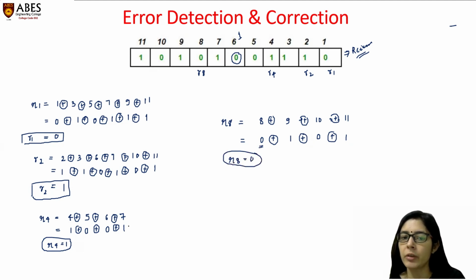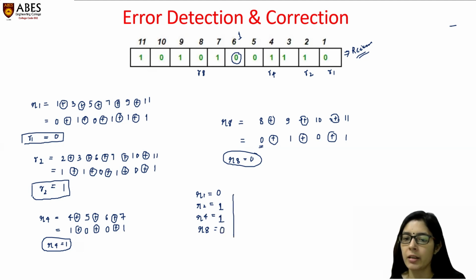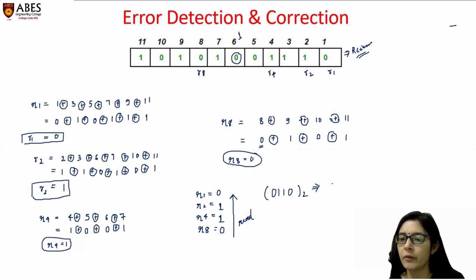So here we have calculated the bit values for R1, R2, R4, and R8. At R1, it should be 0. At R2, it should be 1. At R4, it should be 1. At R8, it should be 0. Now, we will write these bits like this. We will read it from bottom to top: 0, 1, 1, 0. And we need to calculate the decimal value of this. So the decimal value of this is 6.